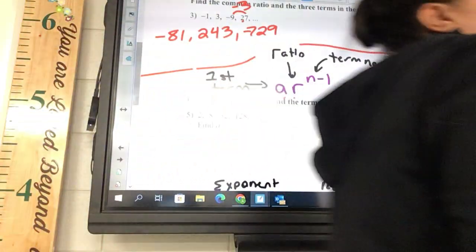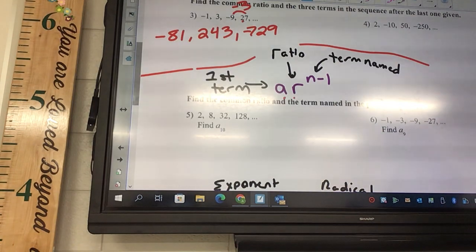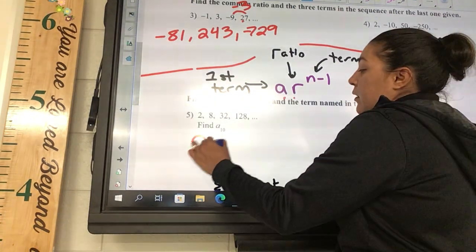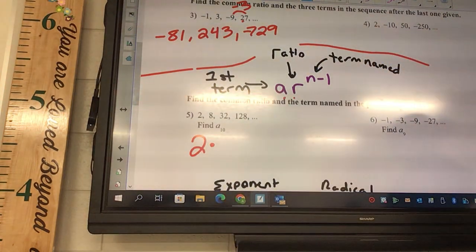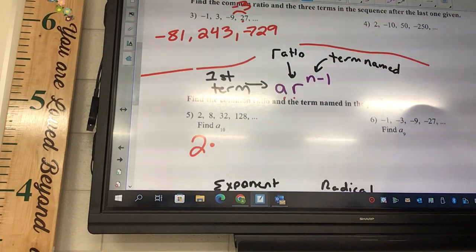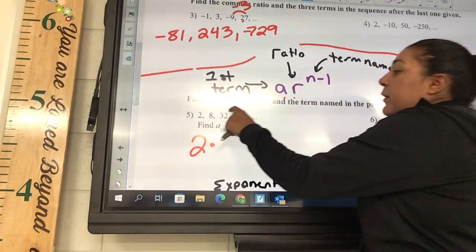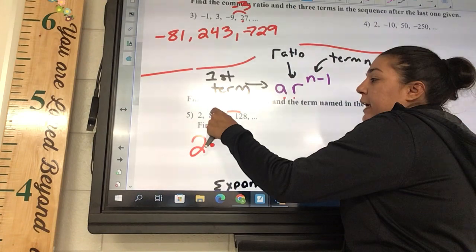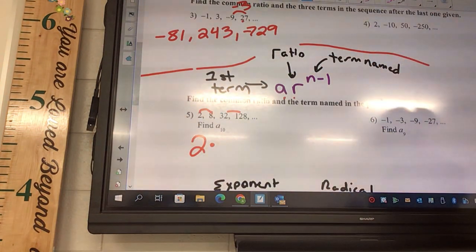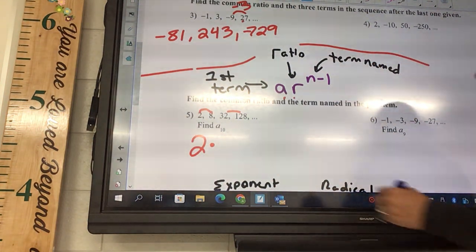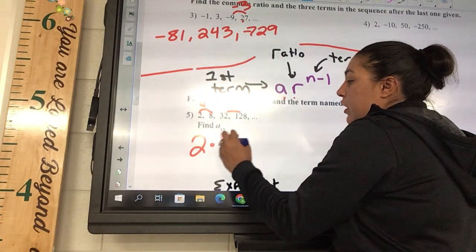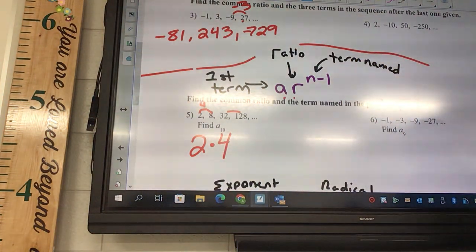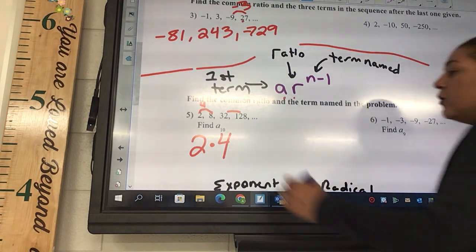What's our first number listed? 2, times my ratio. Because we already know that it's geometric, we just need to find the ratio. You can either do 128 divided by 32, or back here, 8 divided by 2, which is what? 4. Okay, so it's that easy. So my common ratio is 4 to the n minus 1. What is my n term? 10. So 10 minus 1.